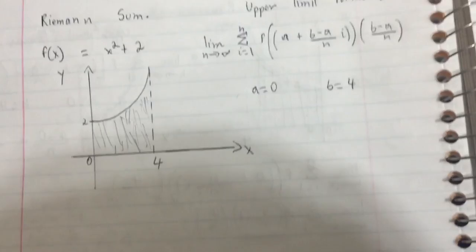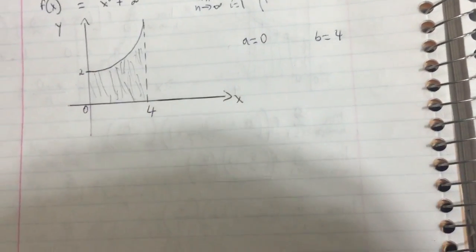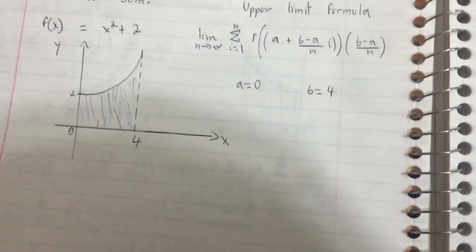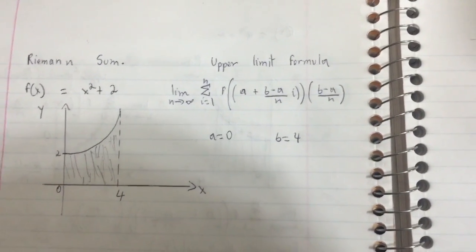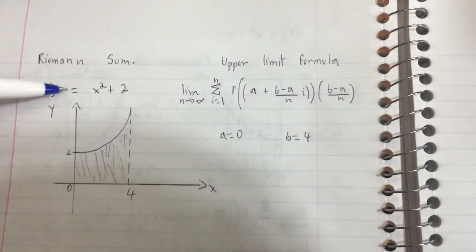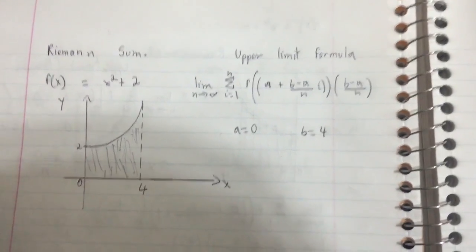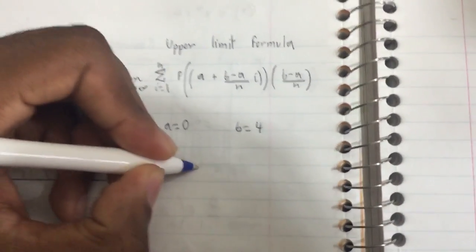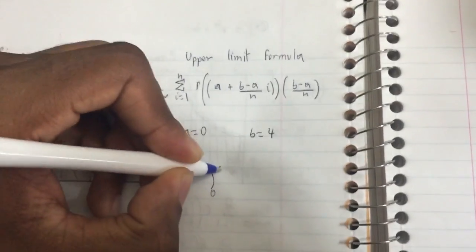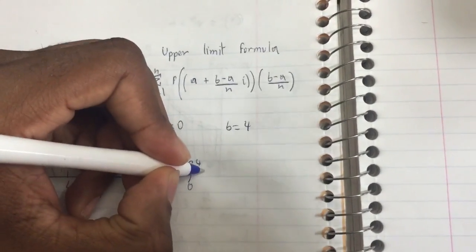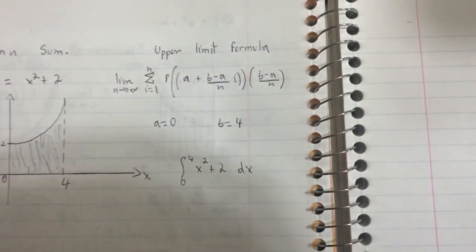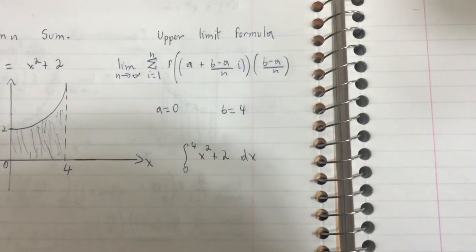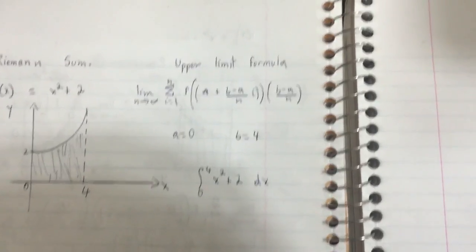Those numbers could change anytime. It could be from 2 to 5, from 1 to 3, 1 to 6, 1 to 7. It doesn't really matter. Those numbers could change based on the function. So this function right here could be rewritten as the integral from 0 to 4 of x squared plus 2 dx. That's just a simpler way of rewriting it.